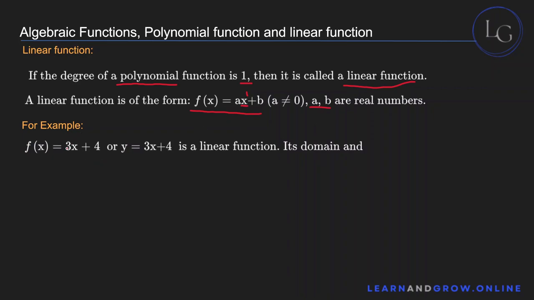So here's an example: f of x is equal to 3x plus 4, or y is equal to 3x plus 4. It is a linear function, and its domain and range are again the set of real numbers. So that's basically it for algebraic functions and the two types.